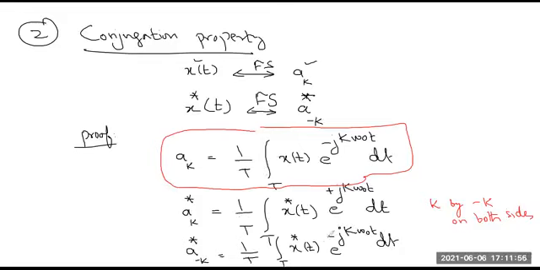Now, if you compare this result with the standard equation, according to the standard result, this is the signal and this is the Fourier coefficient. And if you compare this, this is our signal and this is the Fourier coefficient. Now you can see what is the Fourier series coefficient of x conjugate t? It is a sub minus k conjugate, exactly this. So if x of t has a Fourier series coefficient a k, the Fourier coefficient of x conjugate t is a conjugate minus k. Exactly.